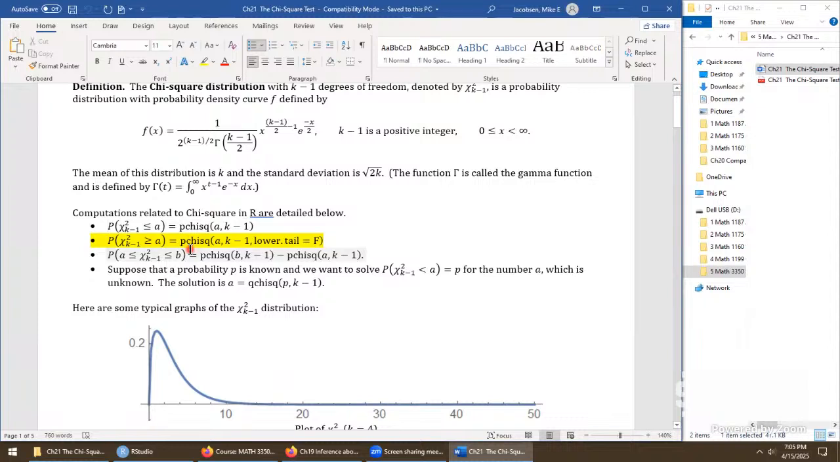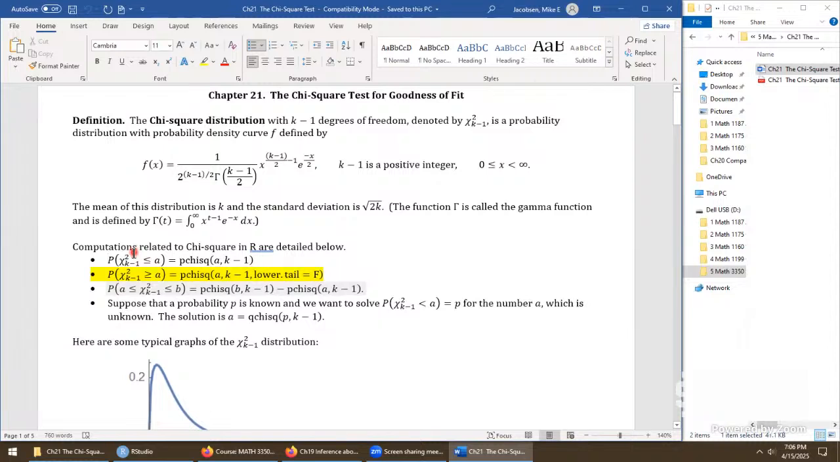Much like we say pnorm to call the normal distribution, pt to call the t-distribution, we write pchisq for chi-squared to call the chi-squared distribution. And this one highlighted in yellow is the only syntax that's relevant to our hypothesis testing. There's only one kind of test we can give. It'll be probability chi-squared at k minus 1 degrees of freedom greater than or equal to a. A is going to be the test statistic. K is going to be the number of outcomes to our categorical variable.